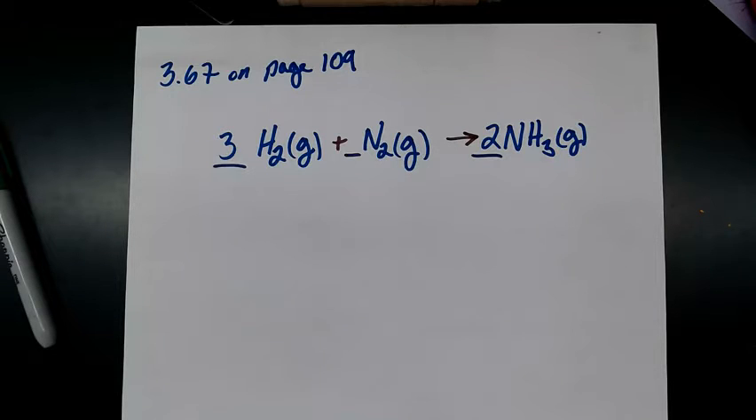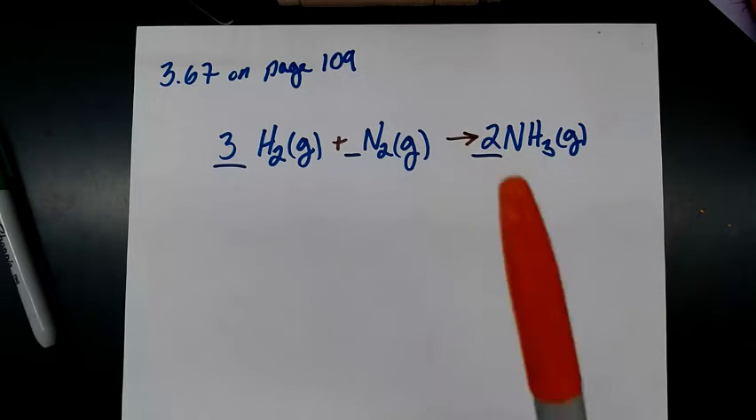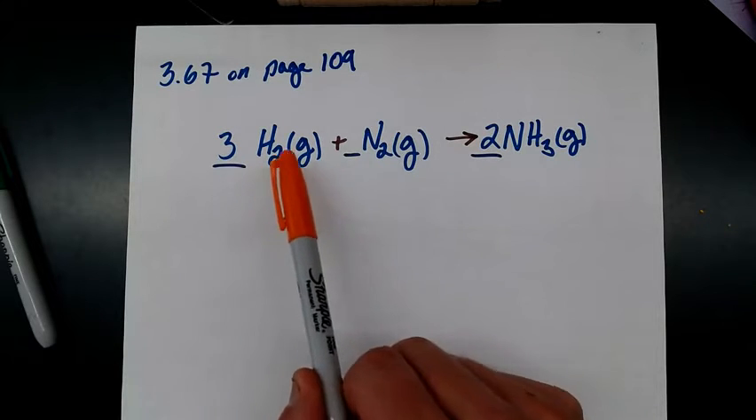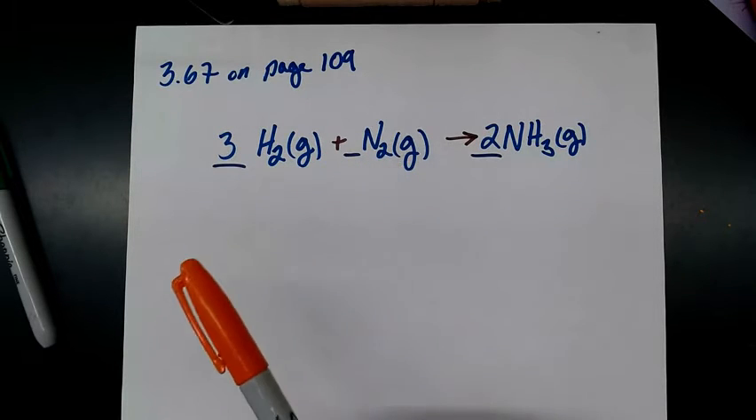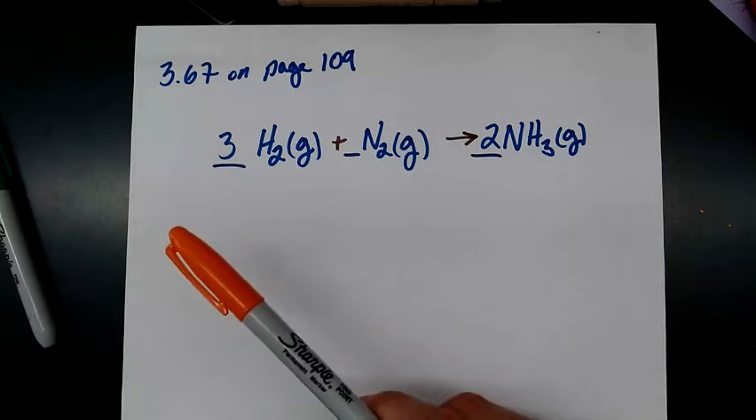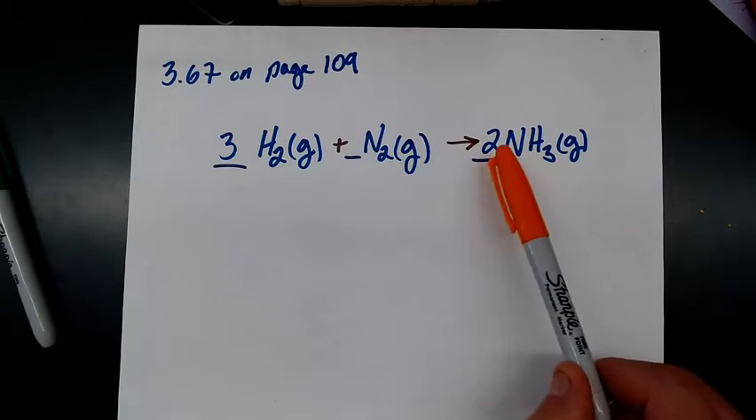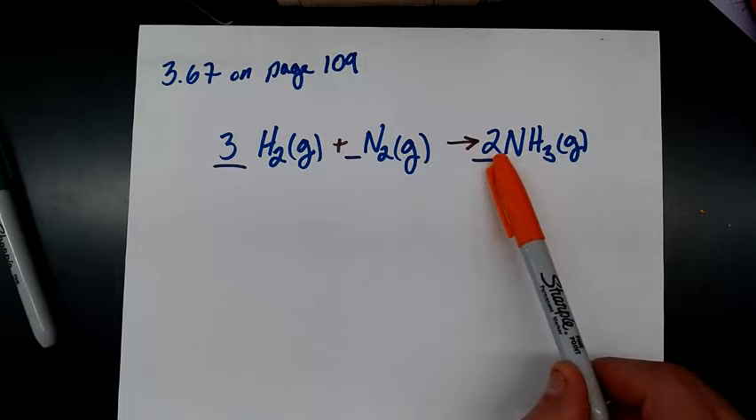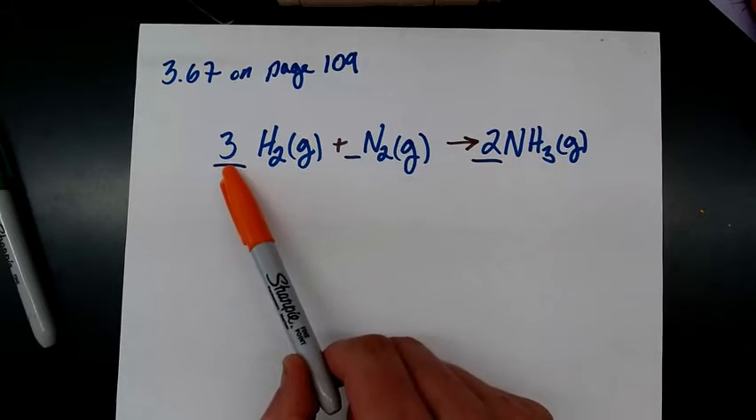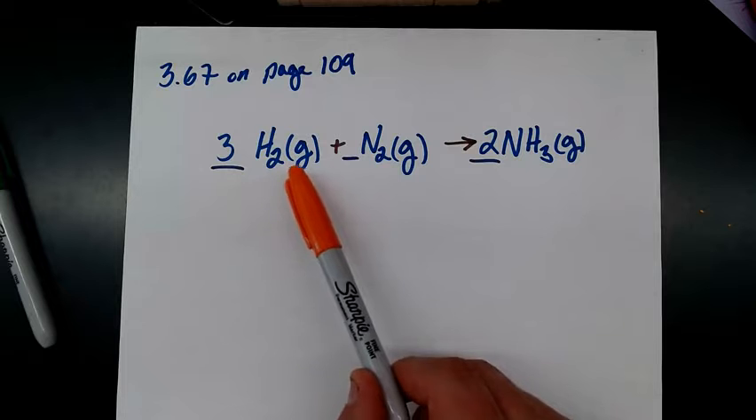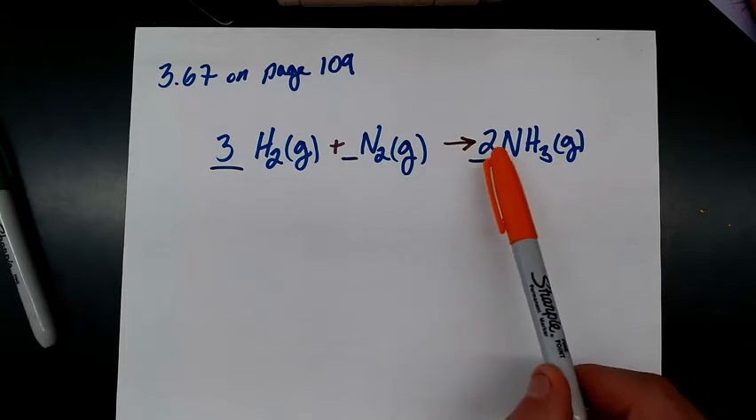So the first thing I'm going to do is read the question. It says ammonia is a principal in nitrogen fertilizer. It is prepared from reacting hydrogen and nitrogen, both gases, if you notice. In a particular reaction, 6 moles of NH3 were produced. How many moles of H2 and how many moles of N2 were reacted to produce those 6 moles?